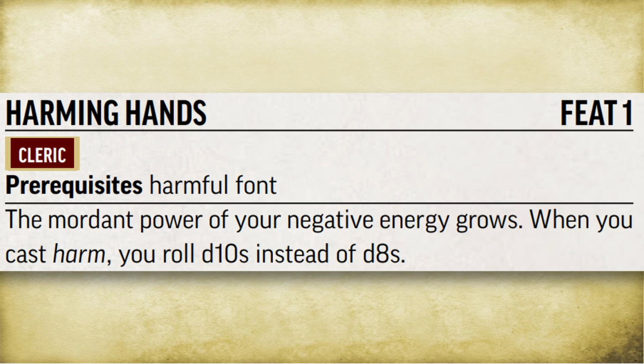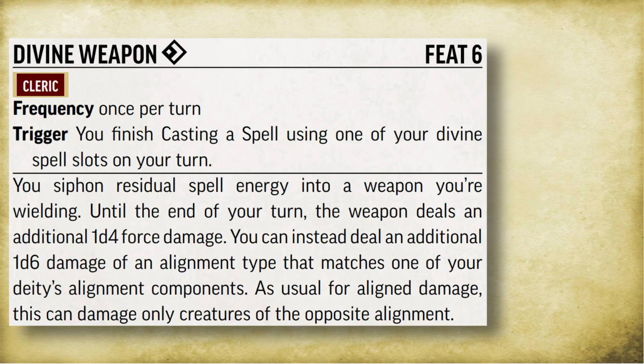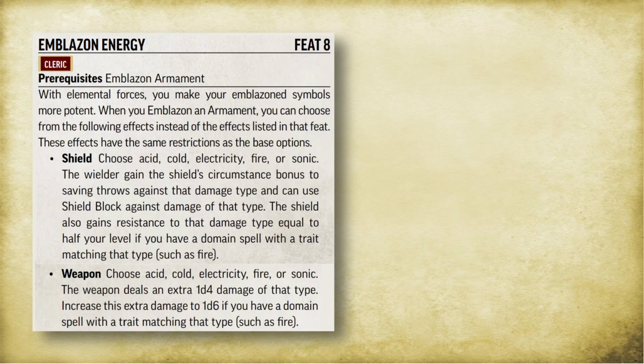And look at the cleric feats that complement this 3-action combo. Harming Hands is going to turn those d8 single action touch harm spells into d10 single action touch harm spells. Sap Life at level 2 is going to give you hit points back for no cost at all, not even an action. Divine Weapon at level 6 is going to add an extra die of damage, again as a free action just for casting a spell that we're planning on casting in our routine anyways.